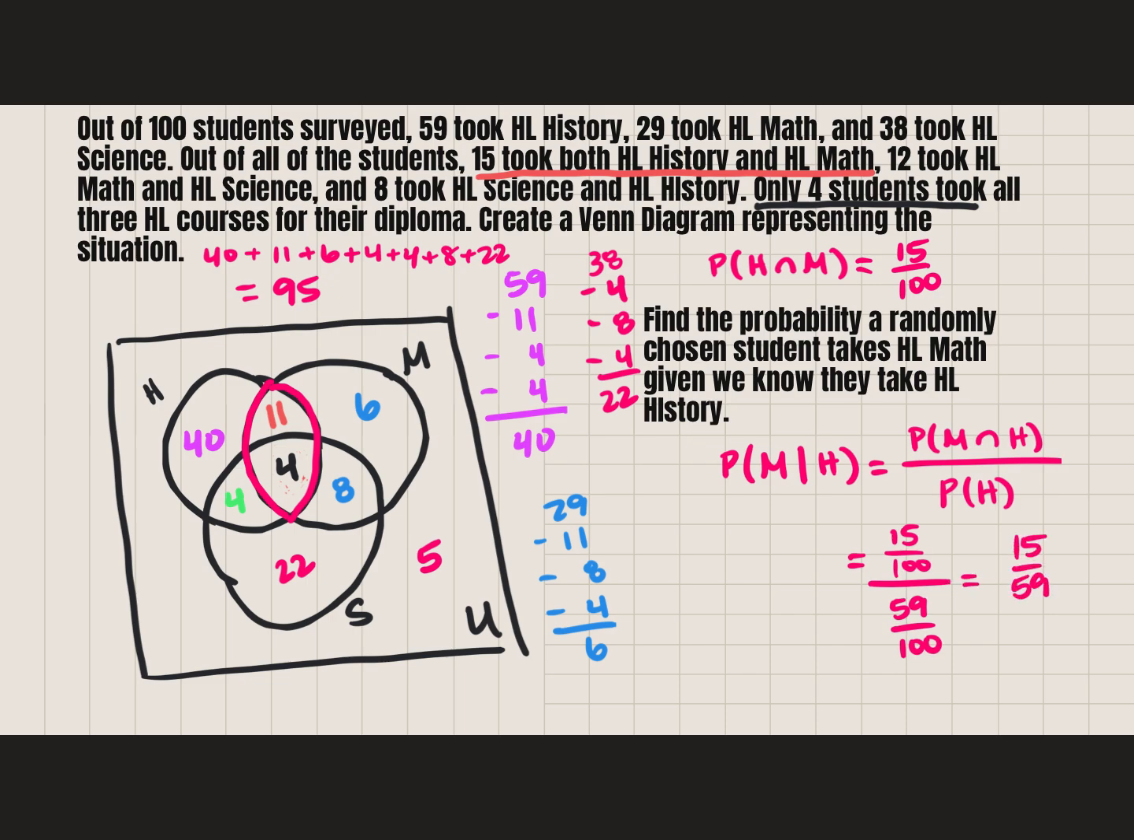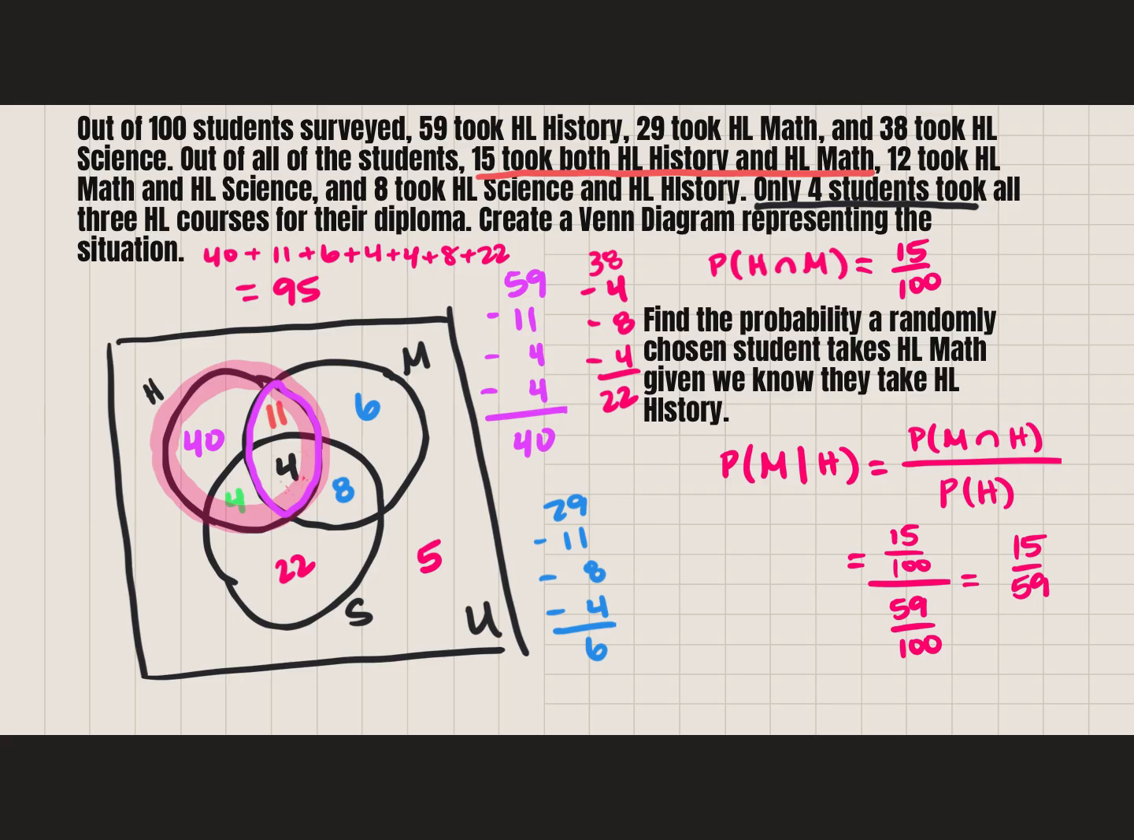15 out of 59. We can also see this really easily in the diagram by focusing just on the history circle. We know that they're taking HL history, so if I highlight my history circle here, in that history circle, I have a total of 40 plus 11 plus 4 plus 4, 59 students, okay? And I have 15 of them that also take math in this portion here. So then that would give me the 15 out of 59 that I was looking for.